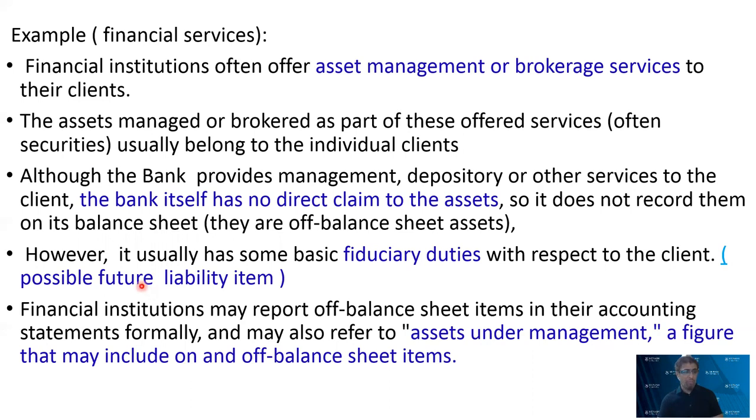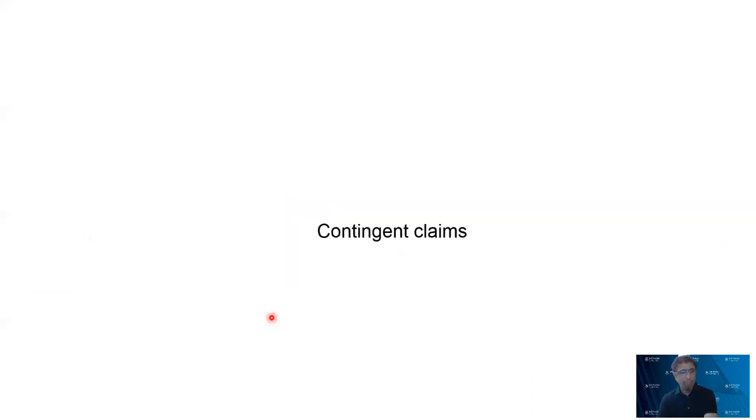A financial institution may report off-balance sheet items in their accounting statements formally, and may also refer to assets under management, a figure that may include on and off balance sheet items. But I told you, if they are running a fund, it would be off balance sheet, but it has to be, of course, mentioned in the financial reports under the part of the notes.